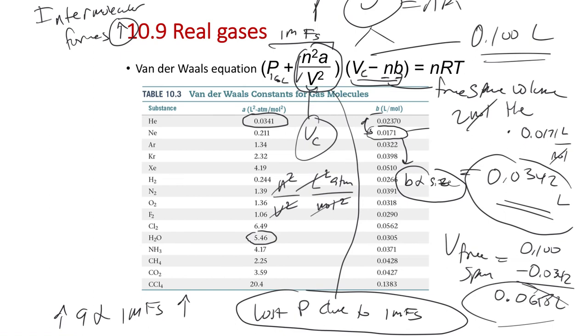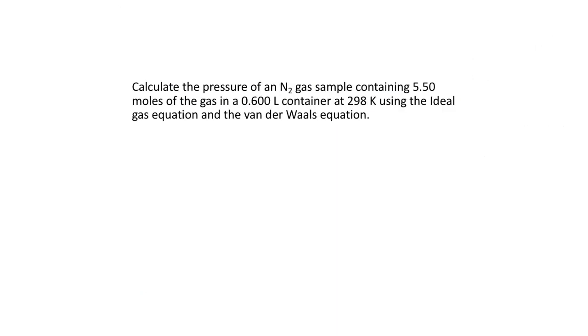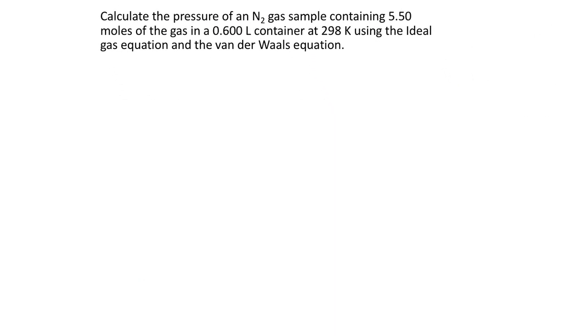Real quick, so for nitrogen, 1.39. All right, so let's compare the pressures we would get for a nitrogen sample using the ideal gas law versus the van der Waals equation. We'll do this for a nitrogen sample at 298 Kelvin. So we're using N2. I need my A and B values. Let me grab those. And then 0.0 liters per mole.